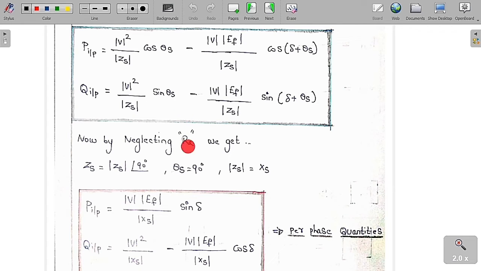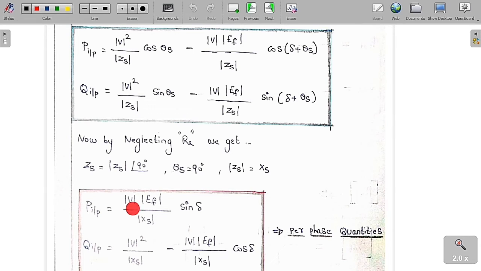Sin 90 is nothing but 1, minus mod V into mod EF by mod XS into cos delta, because sin of 90 plus delta is equal to cos delta. So therefore, you are going to get this expression, which is called the per phase active power input and per phase reactive power input to the synchronous motor.